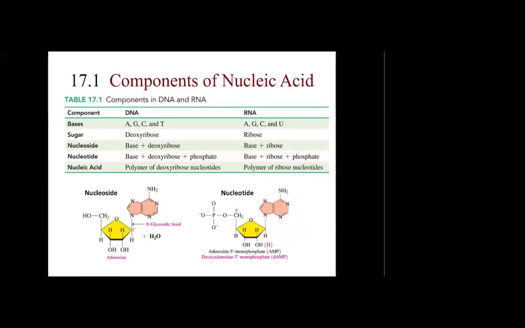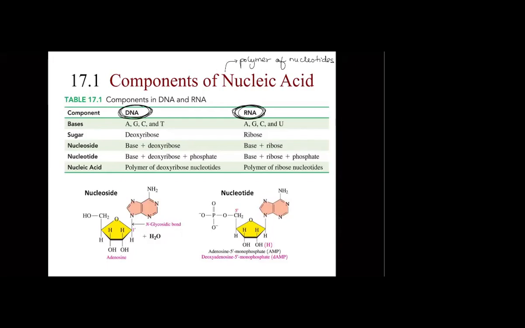So what is a nucleic acid? Okay. A nucleic acid is going to be a polymer of nucleotides. Okay. So let me just write the definition. A nucleic acid is going to be a polymer of nucleotides. Now, this means that nucleotides are going to be the basic unit for a nucleic acid. In the body, we have two important nucleic acids. We have DNA and we have RNA.